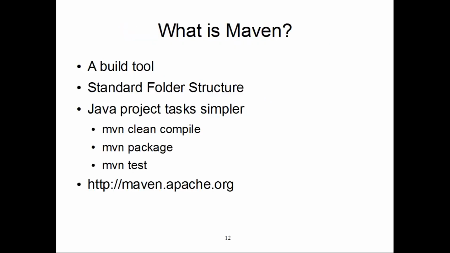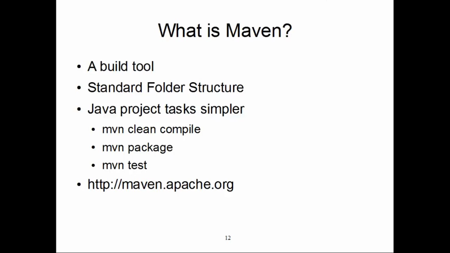Maven itself is a build tool. It uses a standard folder structure, and it helps us make our Java project workflows a lot simpler. So I can just do Maven clean compile, and that will get rid of all the compiled classes, clean the directory structure up, compile my code, and show me any errors. I can package it up as a jar just with a single Maven package command, and I can run the tests just by doing Maven test. So all of this makes it really simple to add into a continuous integration process.